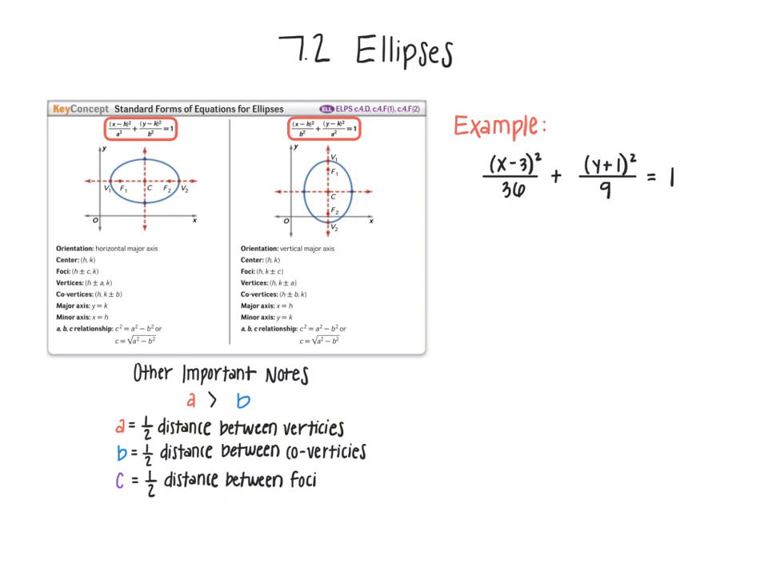There's tons of other information on this chart. For instance, you know that H and K give you your center, but this is something that we already know from our circles unit. You can also find the foci, which are points that are located right in front of the vertices. You can find your covertices, you can find your major and minor axis, and you can also find a third variable, which is the letter C, which is half the distance between the foci, which is right here. So basically this chart tells you how to look for various points using your standard form equation.